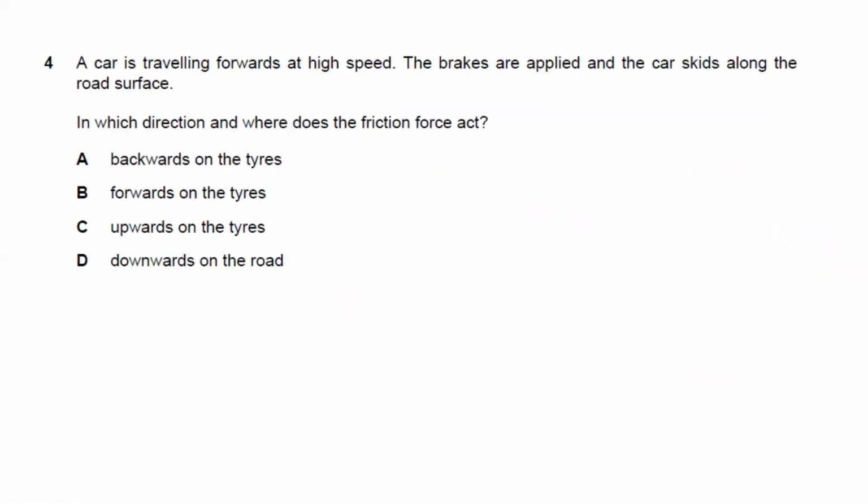Next question, question 4. It says a car is traveling forward at high speed. The brakes are applied and the car skids along the road surface. In which direction and where does the friction force act? Say, for example, this is our car. Pardon my drawing. We have applied the brakes, and the car is moving in this direction. When the brakes are applied, the overall friction force will be acting backwards. So the friction force will be acting in this direction, and it will be acting on the tires of the car.